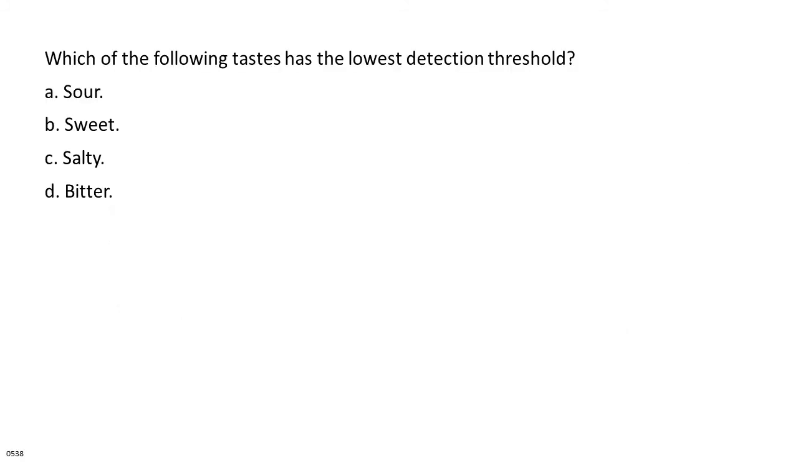Which of the following tastes has the lowest detection threshold? A. Sour. B. Sweet. C. Salty. D. Bitter.